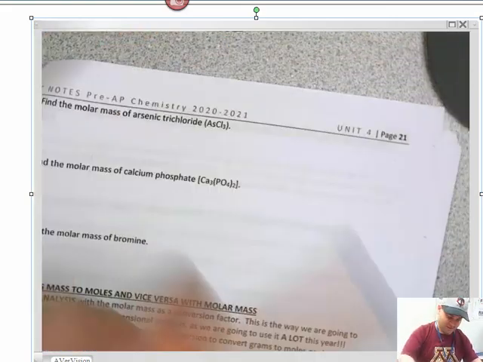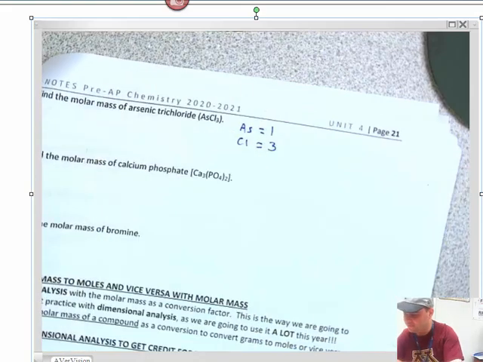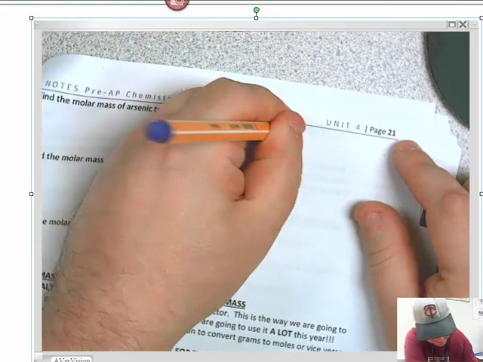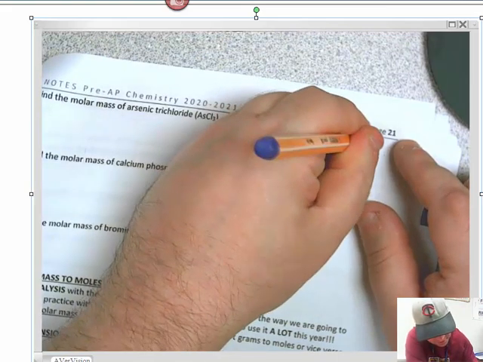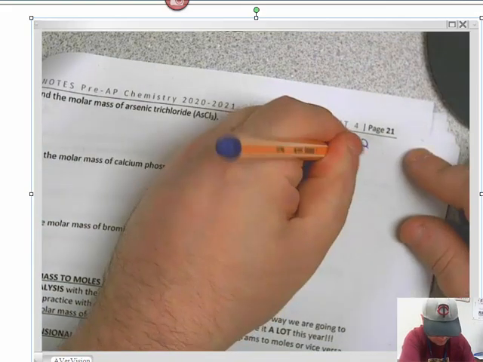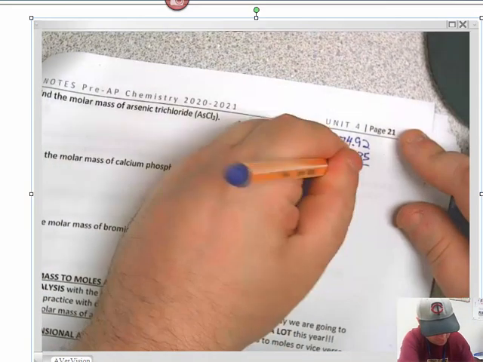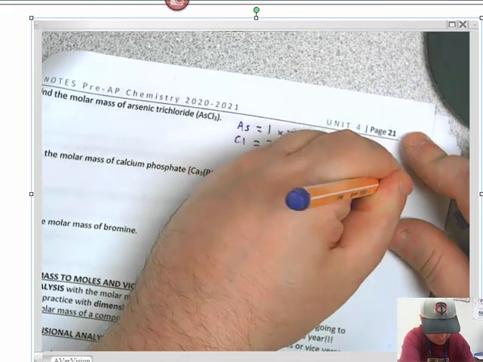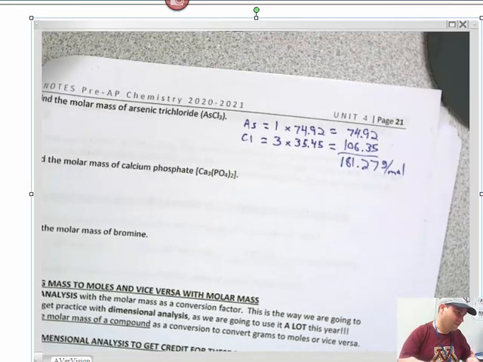Next page. Find the molar mass of arsenic trichloride. So you have an As, you have a Cl, you have 1 of these, and you have 3 of those. Arsenic, according to my periodic table, is 74.92. Chlorine is 35.45. 3 times 35.45 is 106.35. 74.92 plus 106.35 will be 181.27 G/moles. Down with the gangsters. That's how you find the molar mass. It's just now we have more elements and we have to combine them here.